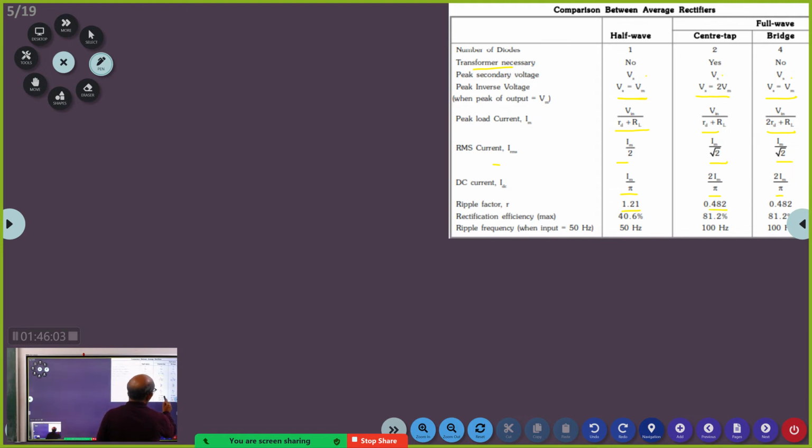For center tap, it is 0.482. See, this is the figure of merit. 1.21 means, if the DC value is something, the ripple is 1.2 times higher than the DC value. And here, the ripple is less, 0.482 of the DC value. Efficiency we just now discussed. Ripple frequency we just now discussed. Okay, so this completes the study of the rectifiers in detail. Your questions will be on all these performance parameters.